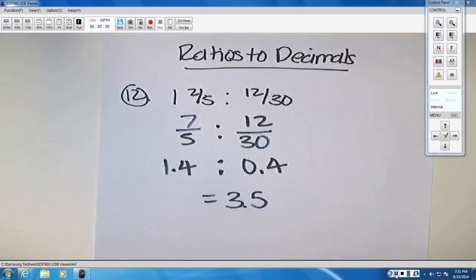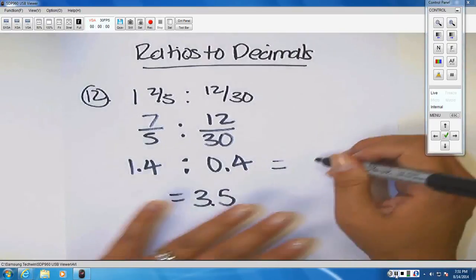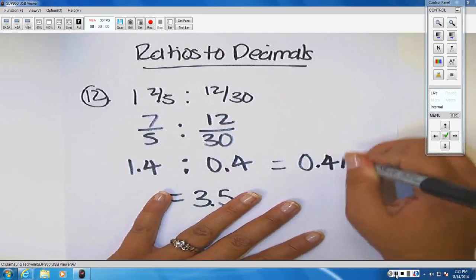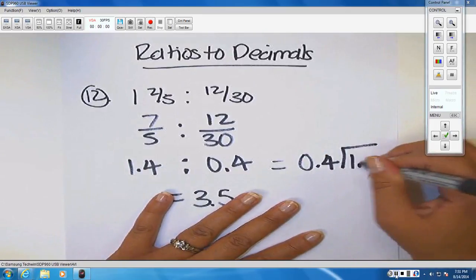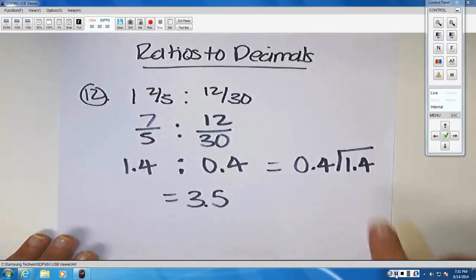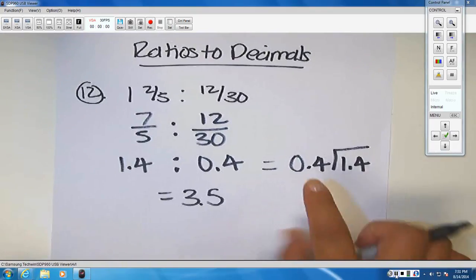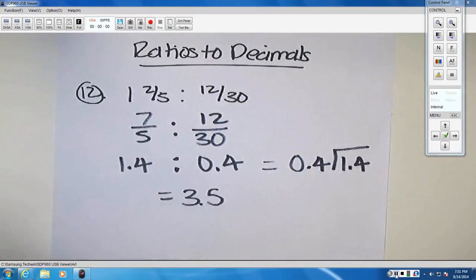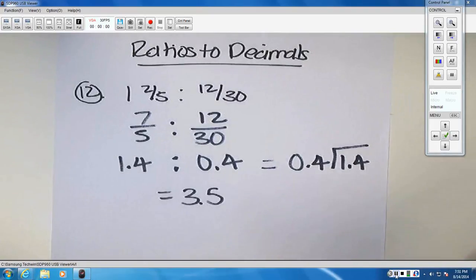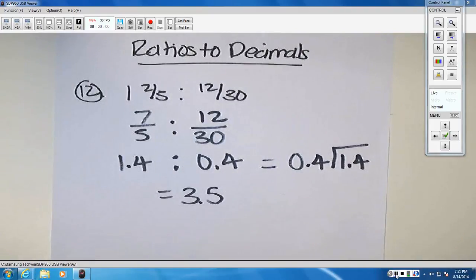So if you set up your equation, it would have looked like this, 0.4 into 1.4, or 1.4 divided by 0.4. Basically, again, divide the first number by the second number. Use your calculator. Do not do that by hand. And we ended up with 3.5.